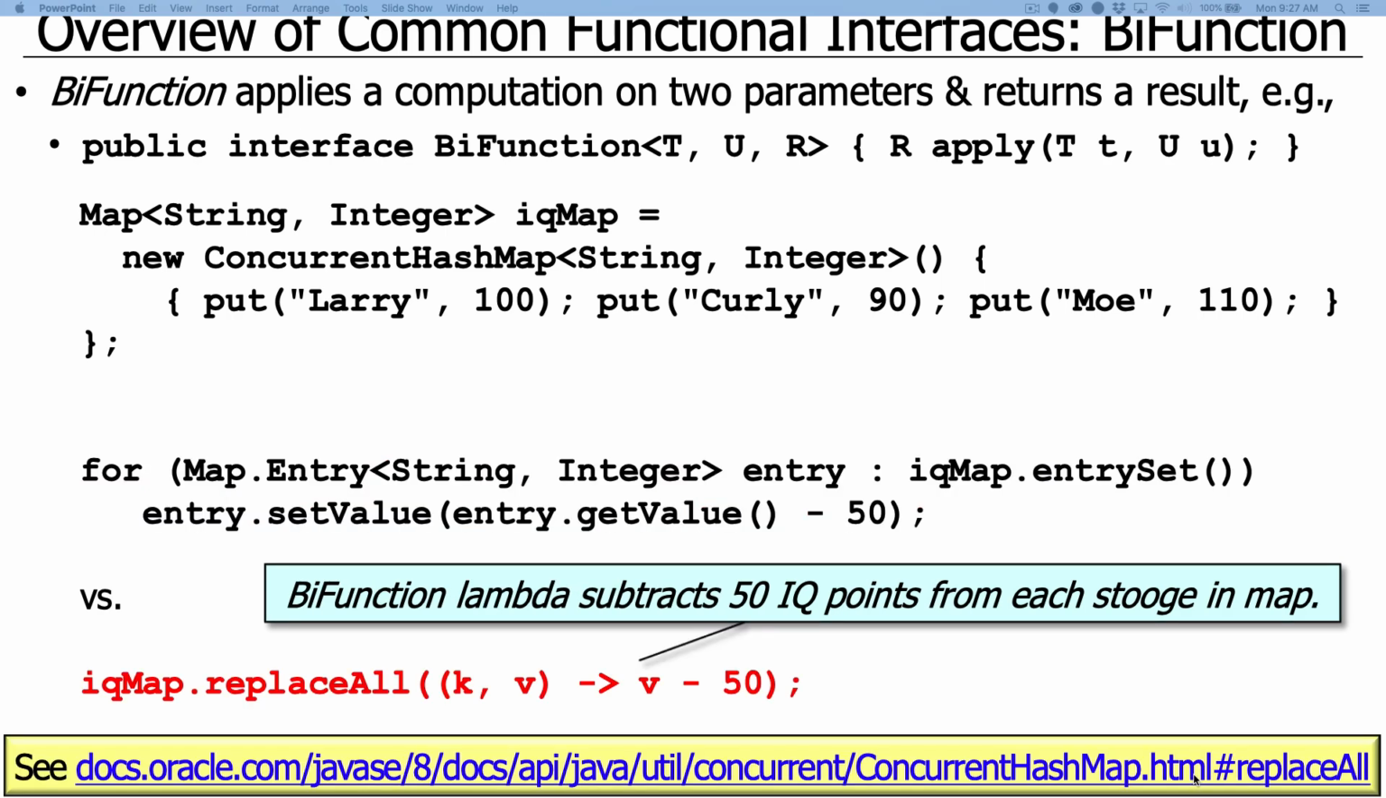So what do we do instead? Java 8 defines a replaceAll method, which is defined on ConcurrentHashMap. And what this does is go through the map using a BiFunction lambda for key and value. It basically reads, for each key and value pair in this map, replace the value by subtracting 50 from the current value. So take the current value, subtract 50, and that becomes the new value. So that's what replaceAll does.